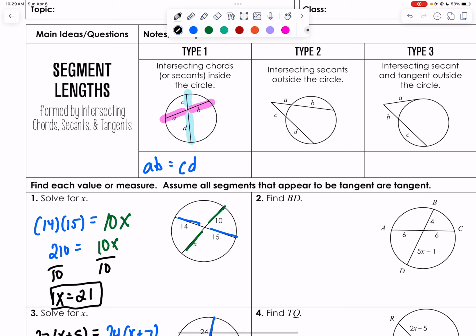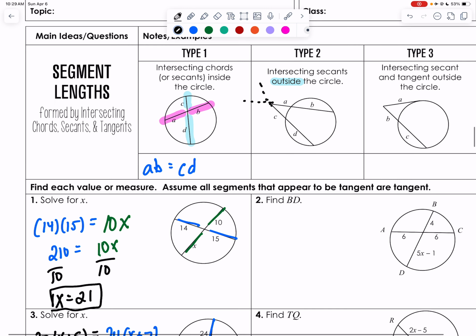The second type, I call it the witch hat, because it kind of looks like a witch hat if I were to think about it in a 3D way. So for a witch hat, this is whenever we have two secants and we are going to be outside of the circle. So notice how my intersection's on the inside for type 1 right here. But here, if I were to extend this right here, I have an intersection outside of the circle. If I do that, then we are going to do outside times the whole part.